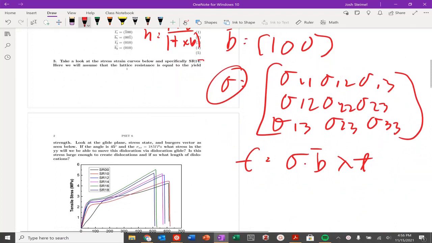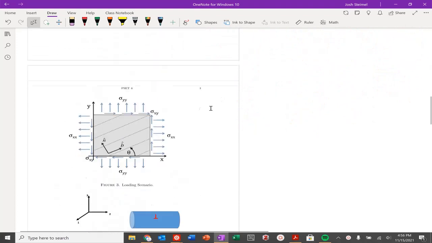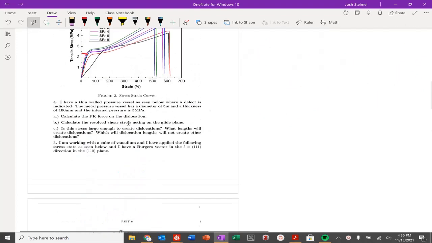So for number 3, we're looking at specifically SR14, and the lattice resistance, so TLR, is going to be equal to our yield strength of SR14, which is our pink or purple curve, and let's just say that's around 2.5 MPa. Fantastic. So now we need to look at essentially this glide plane here that we can see.